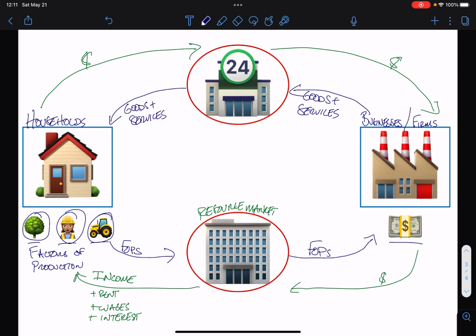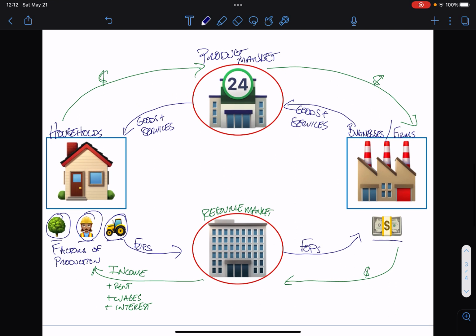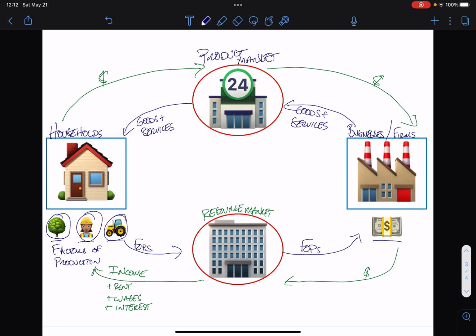Do you participate in this product market? Of course you do. This is where you go to buy all of those things that you want and need. This is where you buy your baseball tickets, your socks, and your hamburgers. Any place, real or virtual, where you buy things is a product market. And this is the circular flow model.